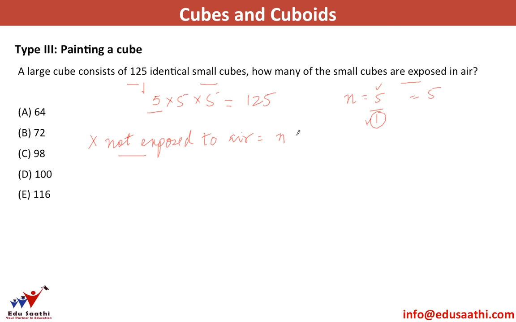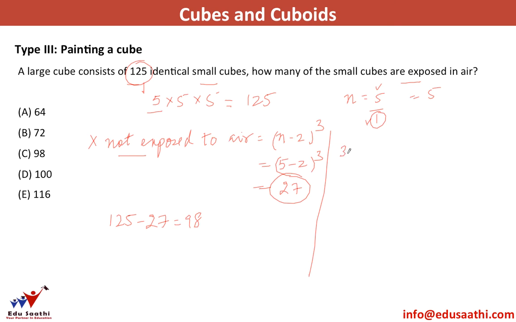So what is the formula? I have n minus 2 whole cubed. What is n here? I have 5 minus 2 whole cubed. This gives me 27. Now out of 125 cubes, 27 were not exposed to air. See how many were exposed to air? 125 minus 27, or 98. Also you can calculate the other way. I can calculate how many cubes have 3 sides painted.